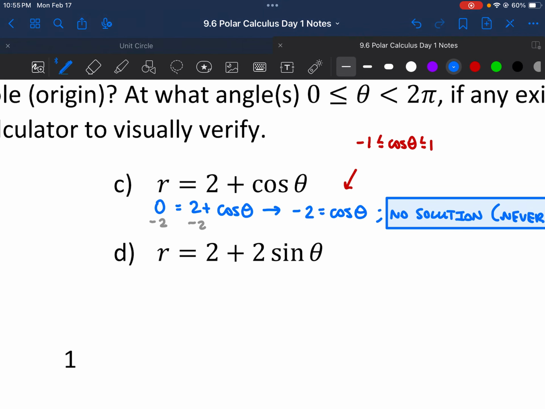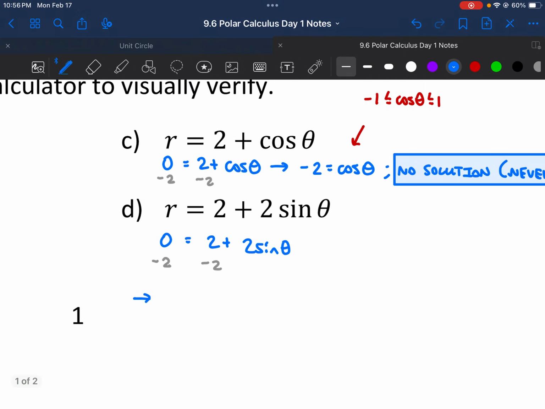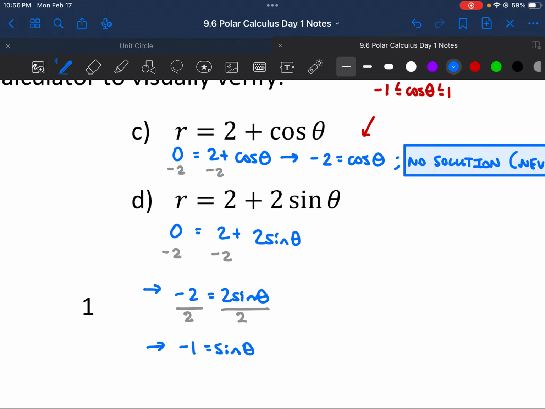All right, next example. Same deal. When are we at the pole? Well, that's when r is equal to 0. Let's go ahead and subtract 2. Let's go ahead and divide by 2. Right. And then sine of theta is equal to negative 1 when theta equals 3 pi over 2.